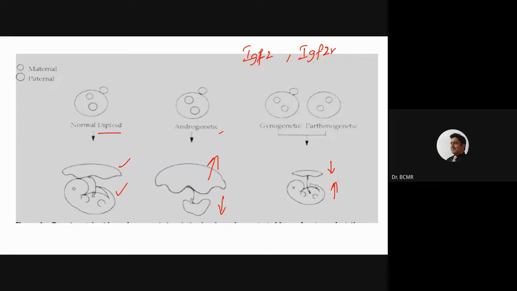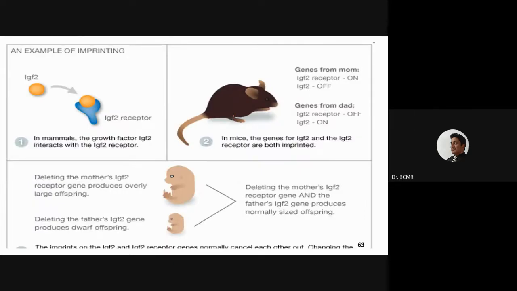So why are these things happening? I want to show you an example, which you will find interesting. IGF2 is a ligand that is secreted, and the IGF2 receptor, or the IGF2R gene, is where the ligand will bind. So IGF is insulin-like growth factor, I think, and it interacts with the IGF2 receptor.